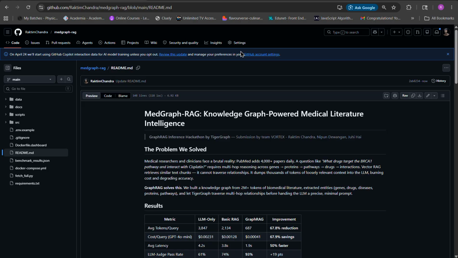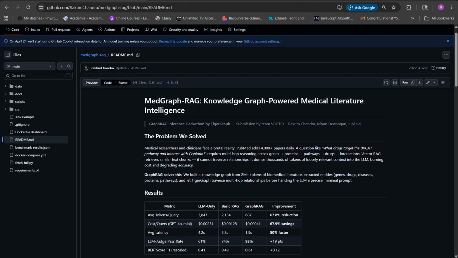Today I am presenting MedGraph-RAG, our submission for the GraphRAG Inference Hackathon by TigerGraph. What you are looking at right now is our GitHub repository, open source, fully documented and ready to run. In the next 6 minutes, I am going to show you exactly how our team cut LLM token costs by 67.8% while simultaneously improving the answer accuracy to 93%, thus hitting both bonus thresholds at the same time. Let's get into it.